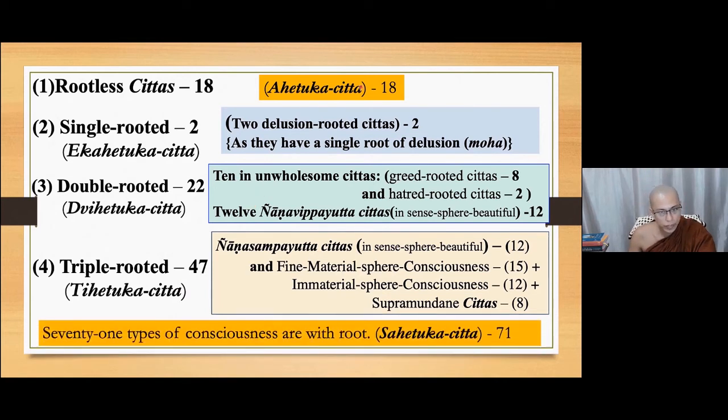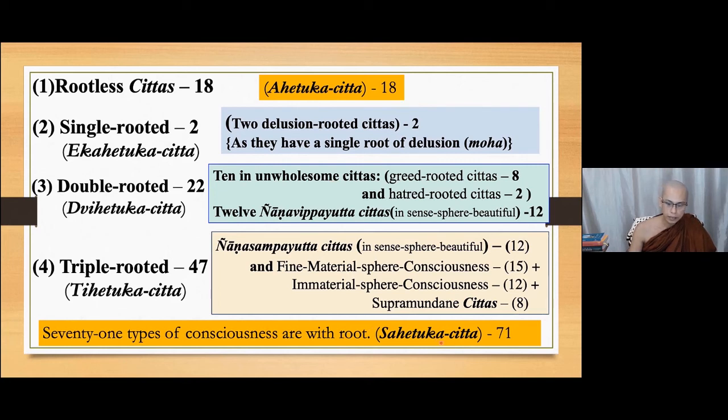Then 18 Ahetuka and 71 Sahetuka become the 89 consciousness. The 71 types of consciousness arise together with roots. Sometimes they arise with a single root, sometimes double roots, sometimes triple roots. But all of them we can name Sahetuka Chitta because they have accompanying roots. So what is the difference between Ahetuka Chitta and Sahetuka Chitta? The Ahetuka Chitta is unstable because there are no accompanying roots, like moss floating on the water. The moss is not stable because it has no roots.